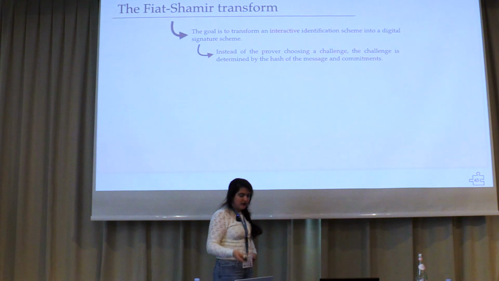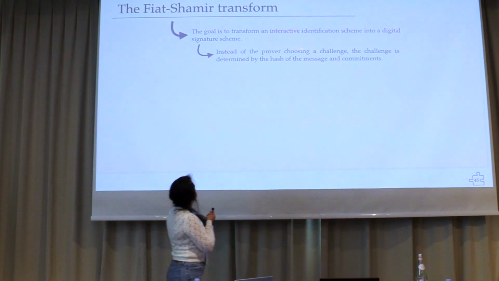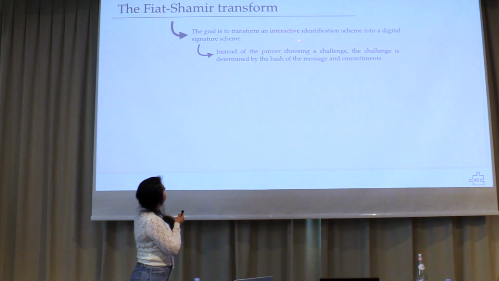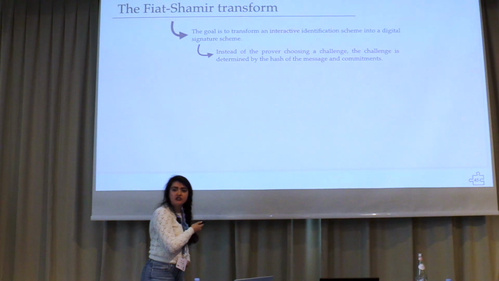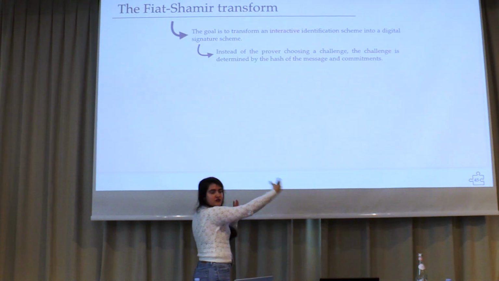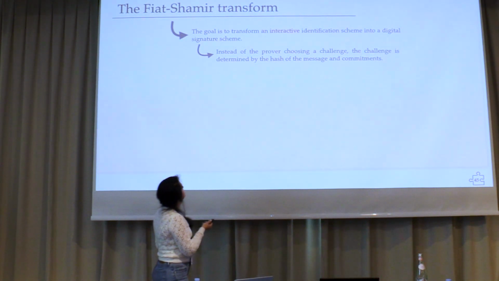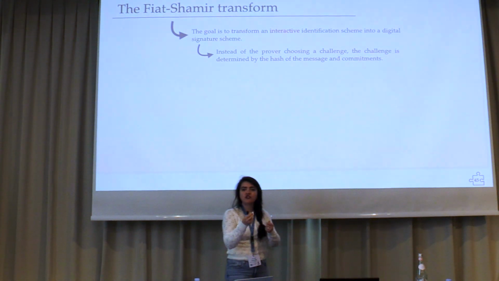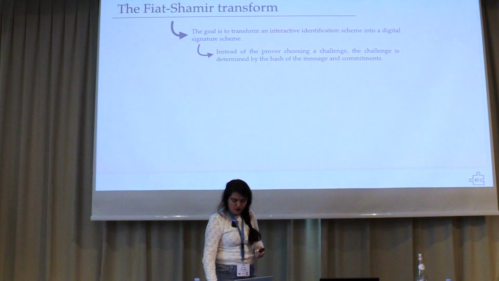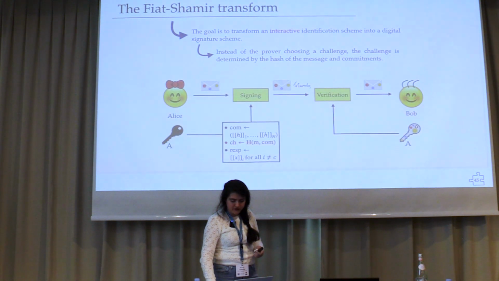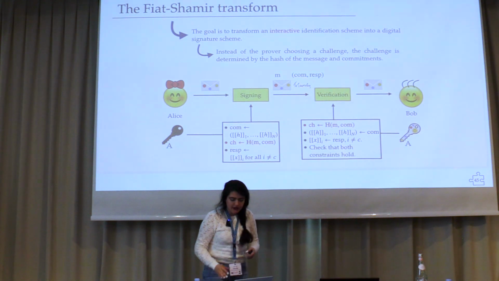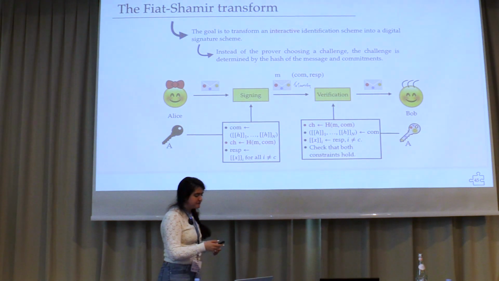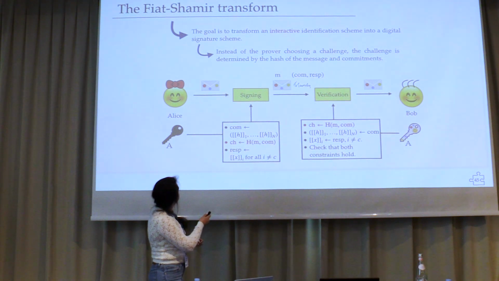Very simply put, the goal is to transform an interactive scheme into a digital signature. What we do is, instead of the verifier choosing the challenge, we are going to hash the message and the commitments, and we're going to get a challenge from the hashes. Concretely, if I show you the diagram of signatures from before, and here I replaced it with the discrete log that we had here, this is what changes when you go to a digital signature.